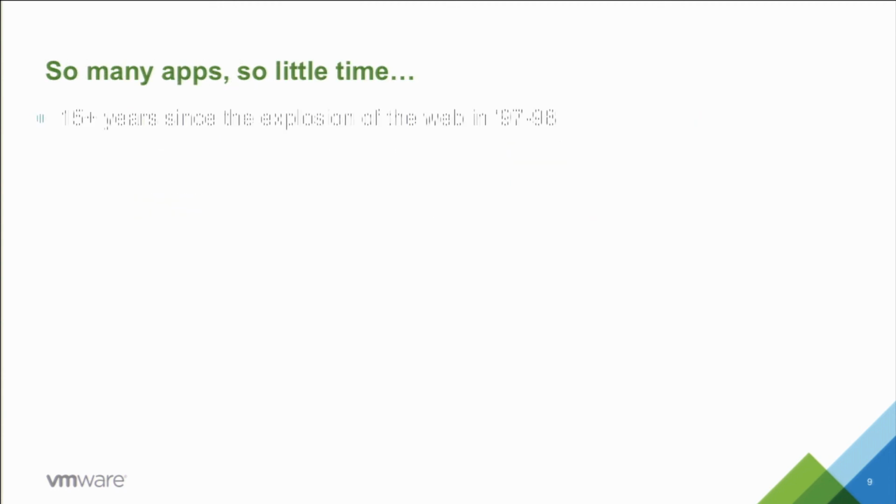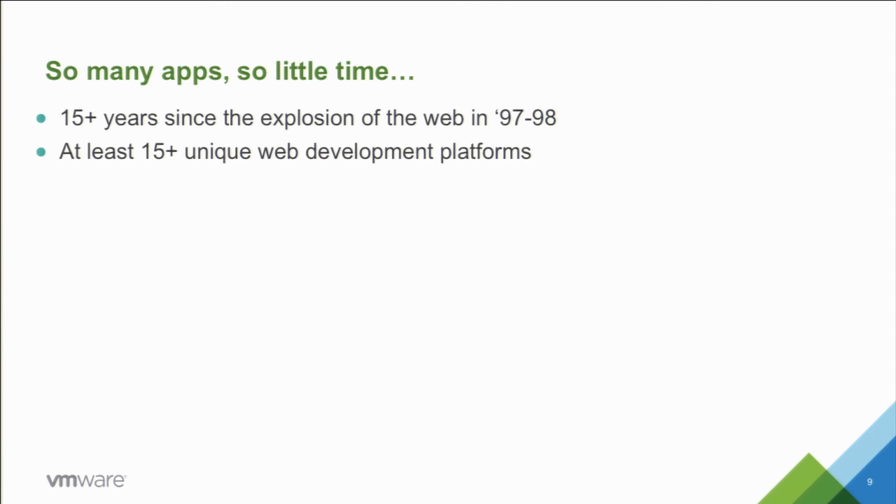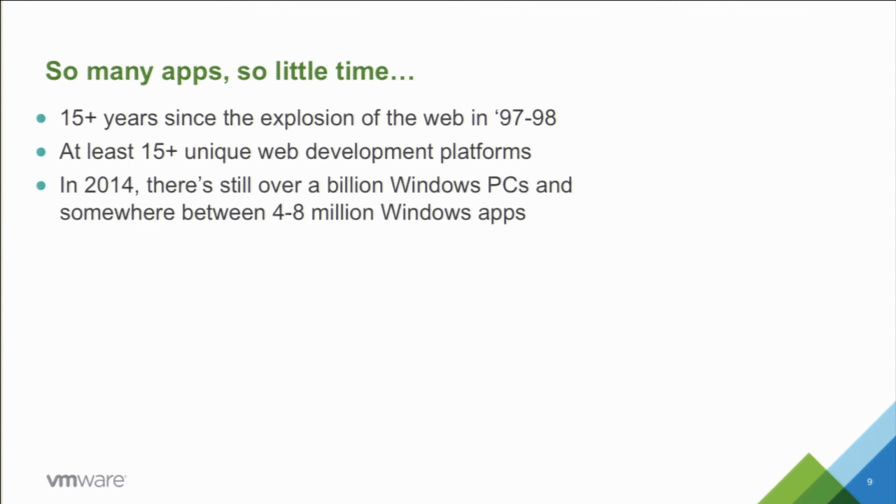So 15 years since the explosion of the web in 97, 98, and at least 15 different web development platforms in that time. And in 2014, there's still over 1 billion Windows PCs and somewhere between 4 to 8 million Windows apps. Now, why do I say somewhere between 4 to 8 million? The reason is we don't know how many Windows apps there are. There was no Windows App Store back when this stuff started in the mid-90s. The App Store didn't exist. It wasn't until Apple came up with the App Store as part of iTunes that really drove the notion of software delivery via a store service like that.